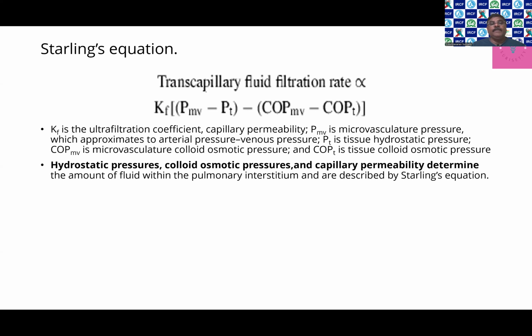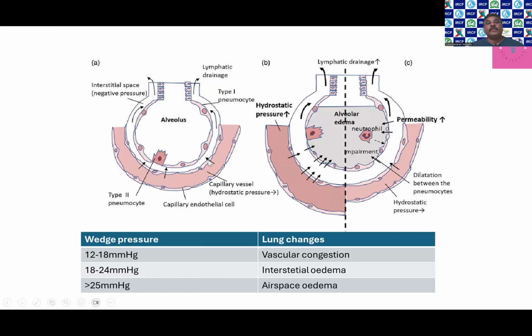Briefly, three important factors determine the increased fluid shift from the intravascular to the extravascular space. What are they? They are hydrostatic pressure, colloid osmotic pressure, and capillary permeability. These three things determine the amount of fluid within the pulmonary interstitium, and they are described by Starling's equation.